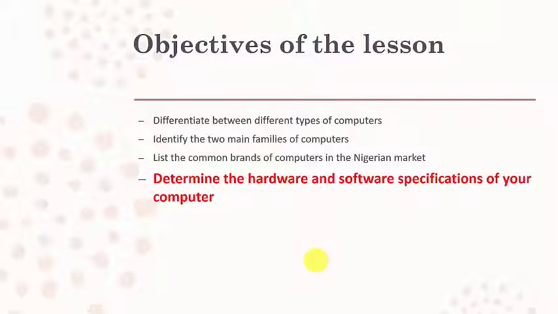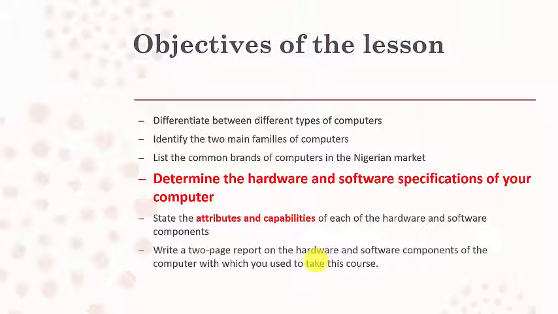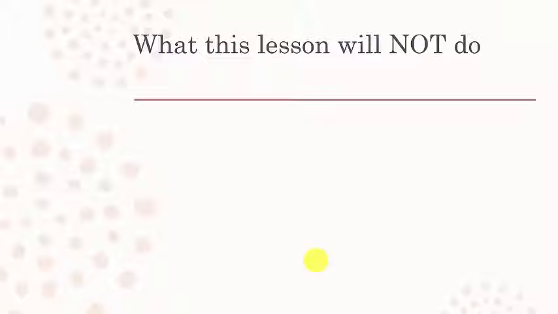The heart of the matter in this lesson is for you to determine the hardware and software specifications of your computer and be able to know what each of these components can do, the attributes and capabilities. And last thing, we want you to be able to do a 2-page report on the hardware and software components of the computer that you are using to take this course. That will confirm to us that you have learned what we think you should learn.